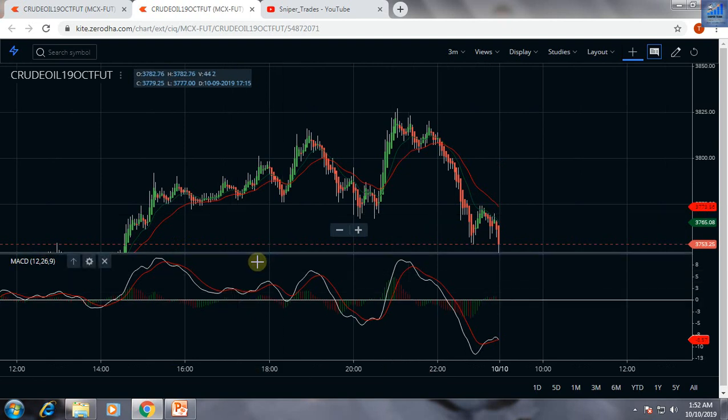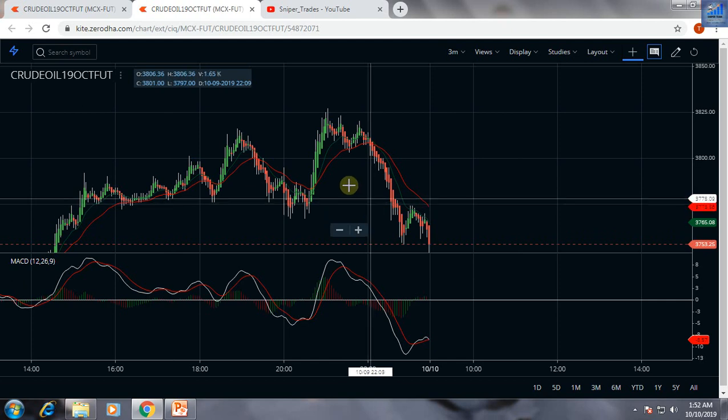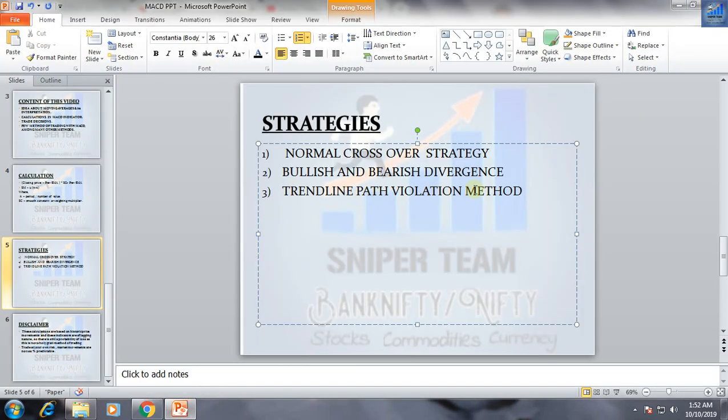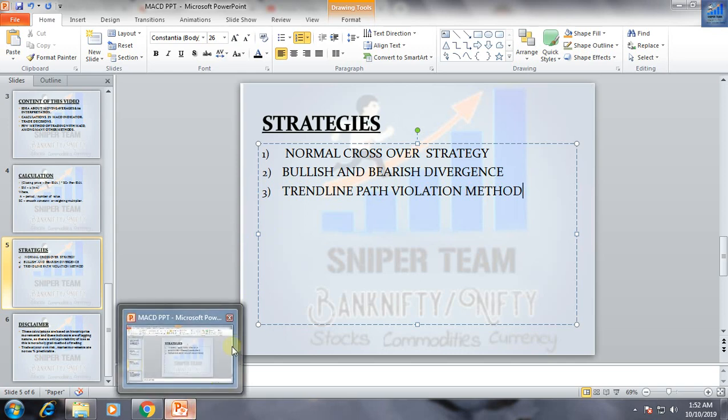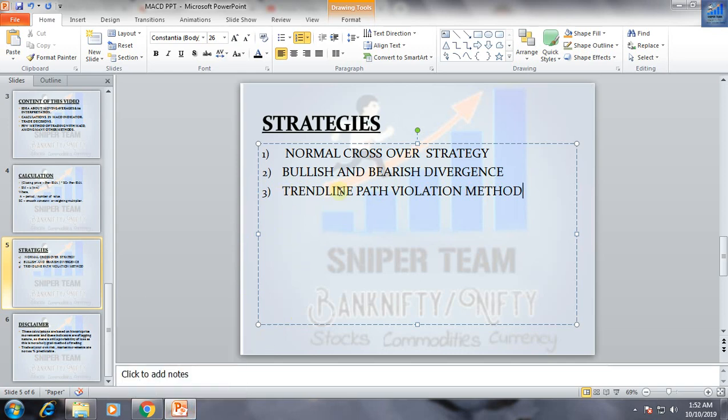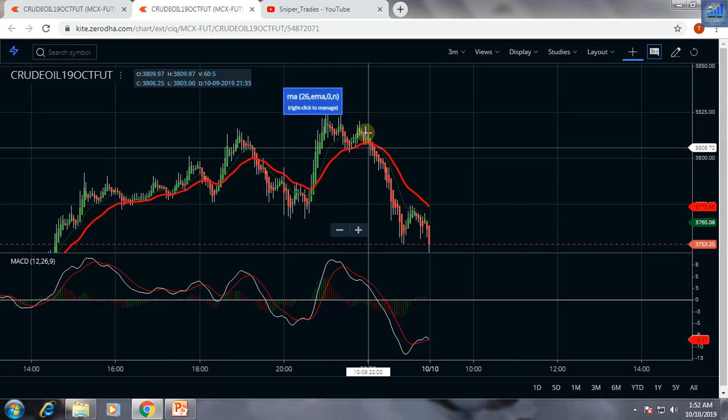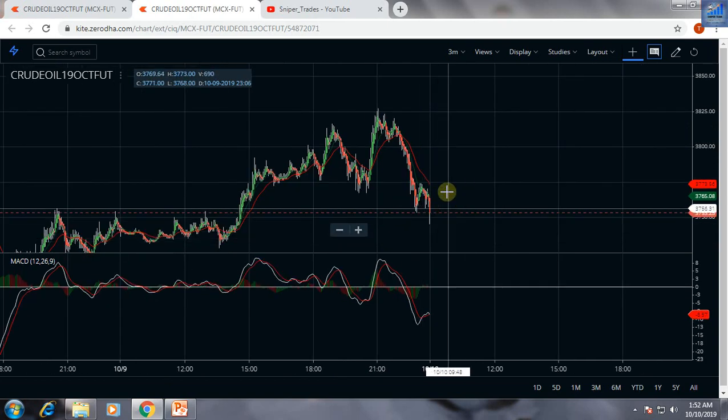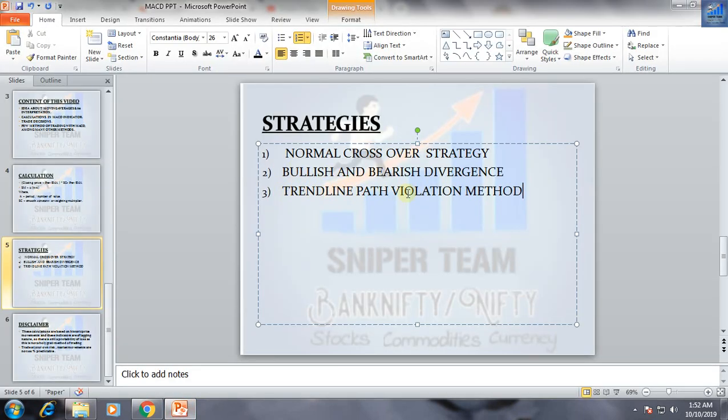And I'll also upload a live technical analysis for this particular method, that is the trendline path violation method, today itself. I have already recorded this trendline path violation method real time and live for this particular trade. See, the price has moved downwards here. It has obeyed particularly this method, the trendline path violation method. So I have recorded it and I will be uploading it after this video.